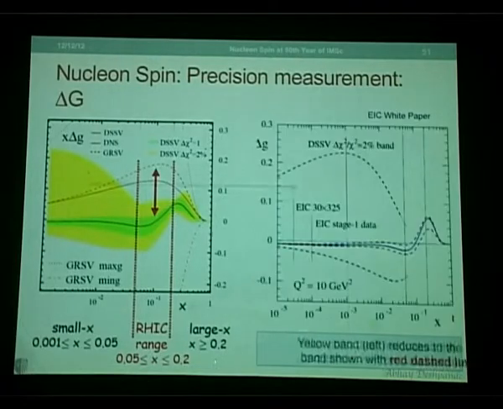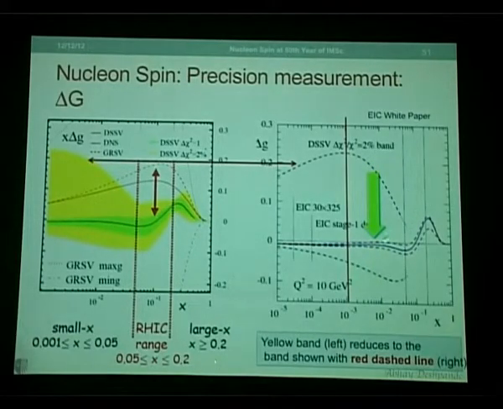If you did this experiment with the EIC, even in the first phase of it, you would get uncertainties of this range, this dashed red line, which will reduce the uncertainty from the present 0.4 to about 0.02 or 0.03 in the total integral.